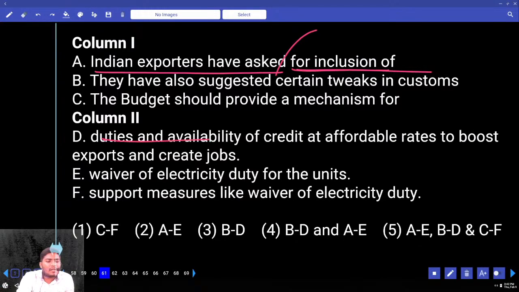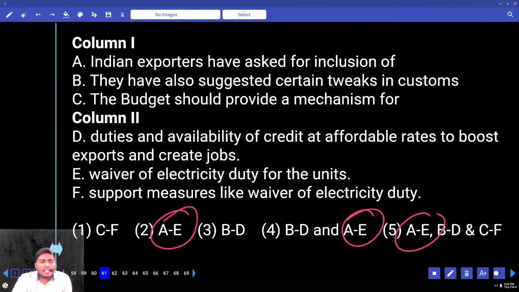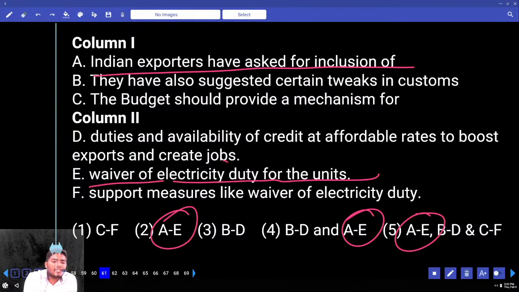Inclusion of duties, availability. Do you have any AD option in the given options? Nowhere. AE is combined with only one option. What is that? Only AE, not even AF. Now, Indian exporters have asked for the inclusion of waiver of electricity duty for their units. Waiving their electricity duty. What do you mean by duty in terms of economy?